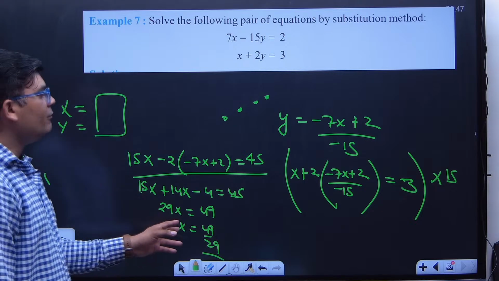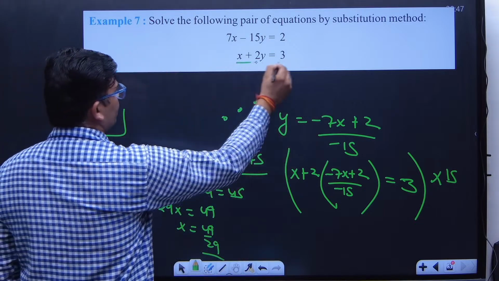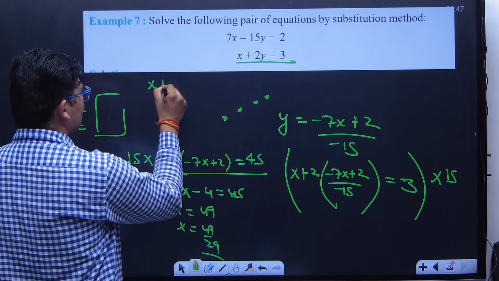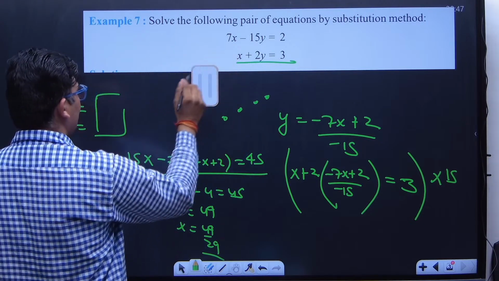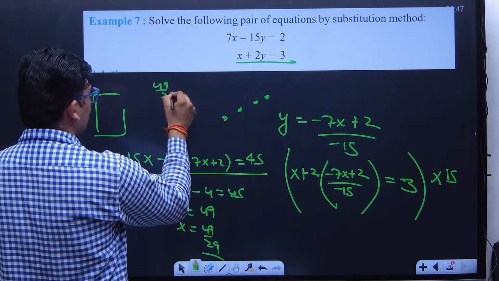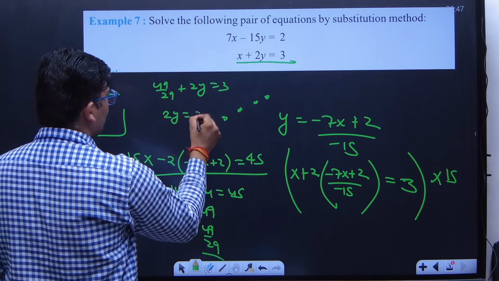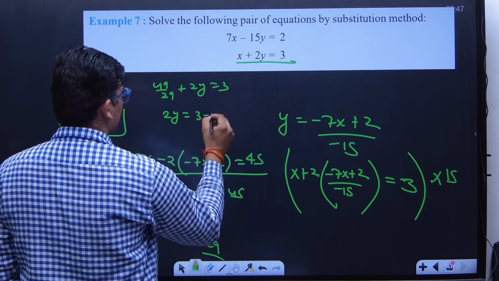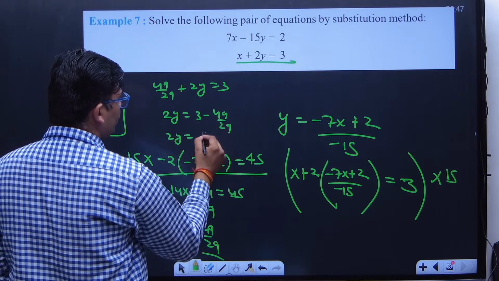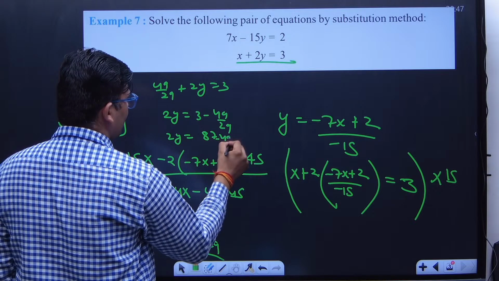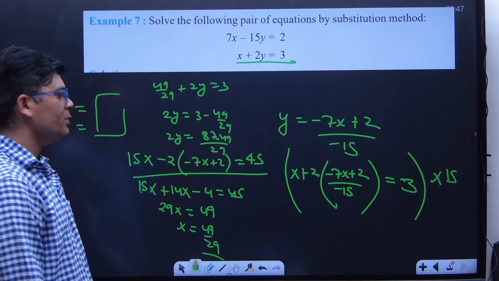So if we put the value of x in this equation, or you can put it in this equation as well. So you can write x plus 2y, where x is 49 by 29. So 49 by 29 plus 2y is equal to 3. So 2y is equal to 3 minus 49 by 29. So 2y is equal to 3 into 29 is 87 minus 49, divided by 29. So 87 minus 49 is how much?